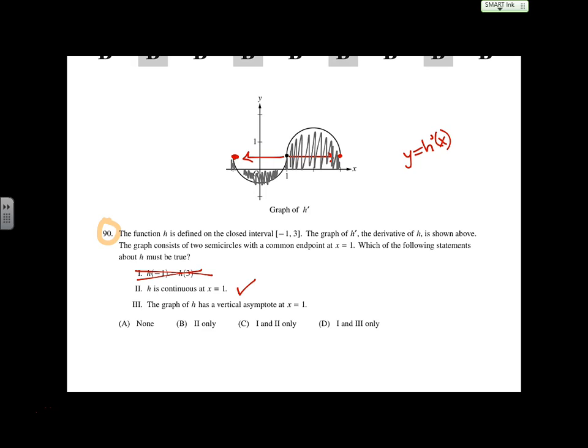Number 3 talks about a vertical asymptote. The reason is that there is a vertical tangent line at 1. The tangent line goes straight up, and that means that the second derivative has a vertical asymptote, not the original. If the derivative exists, then the function is continuous. So there wouldn't be a vertical asymptote at 1, and 3 is not true either. I would say the correct answer is B. Do you guys back me up?